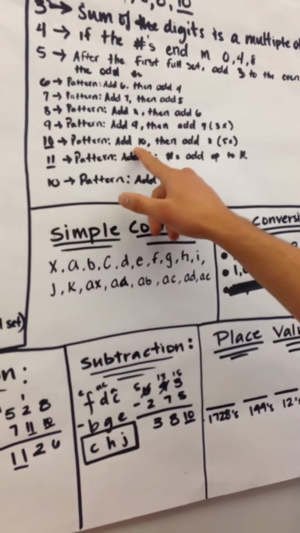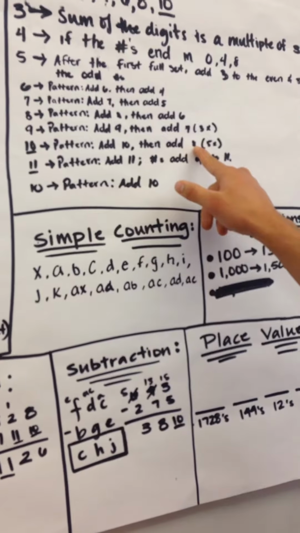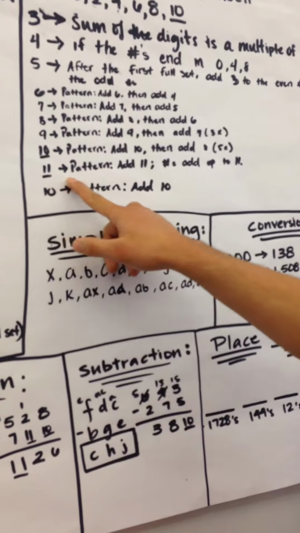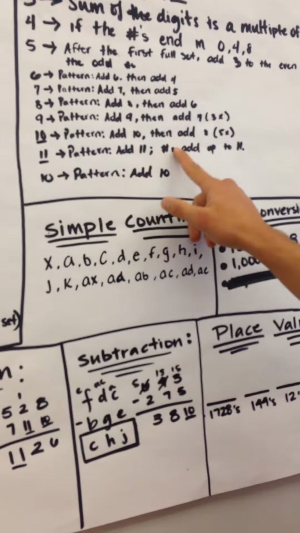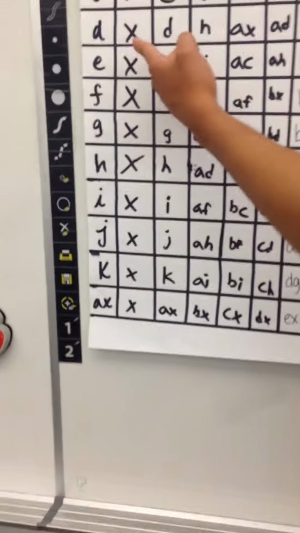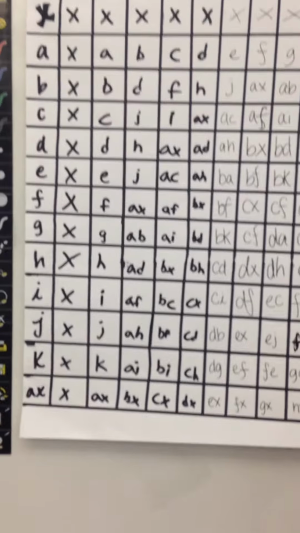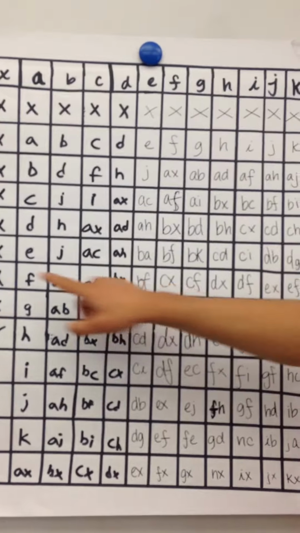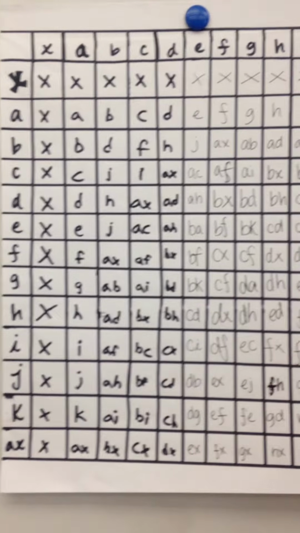For 10, add 10, and then add 8. For 11, add 11, numbers add up to 11. For 10, the pattern adds up to 10. When I'm talking about 10, we're going horizontally. Like right here, add 10, it's adding 10 to the next one.